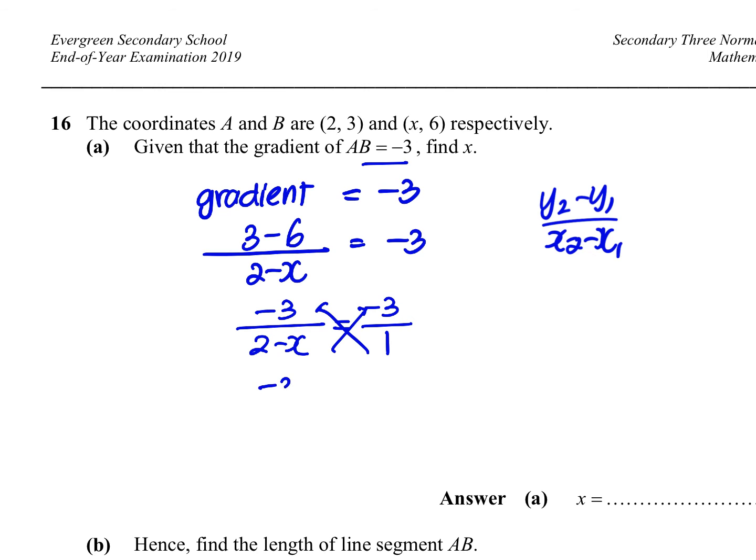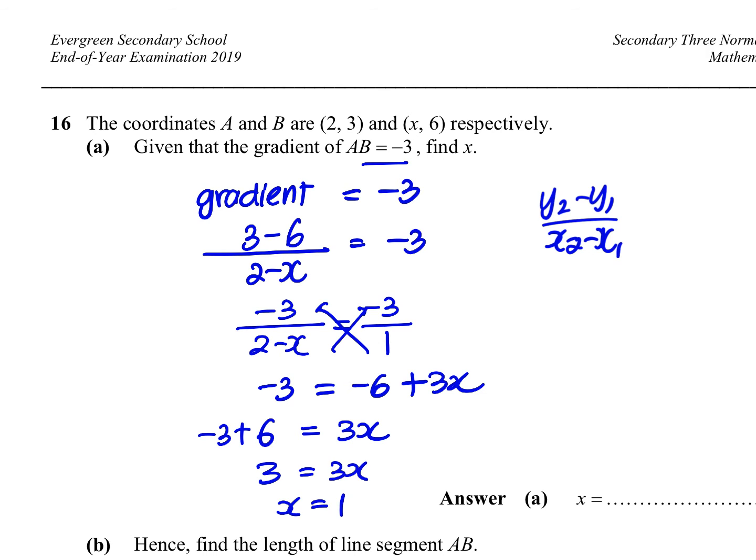-3 times 2 is -6, plus 3x. Then 6 equals -3 plus 6. Oh, sorry. So it's 3 equals 3x. x equals 1. But this one must be careful, because when you multiply by a negative number, remember to change the sign. If not, by observation, I will see 2x is equal to -1, right?